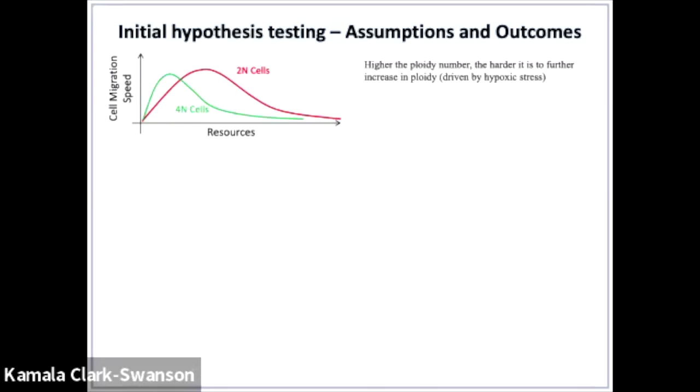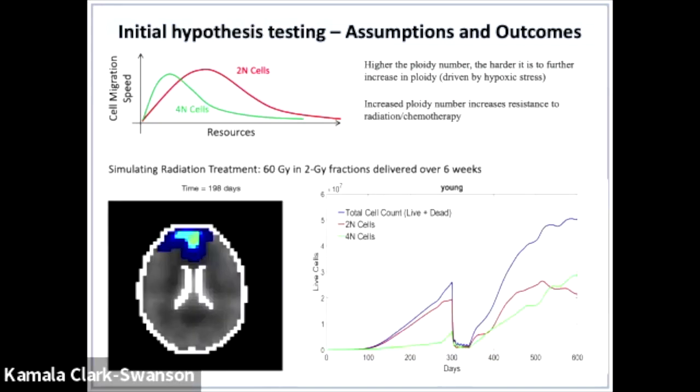Okay. That was one assumption. The other one was that if you are under hypoxic stress, then you can increase your ploidy, but the more ploidy you accumulate, the harder it is to increase your ploidy number. And the third one was that having higher ploidy increases your resistance to chemotherapy. And so based on that, we did a simple test.